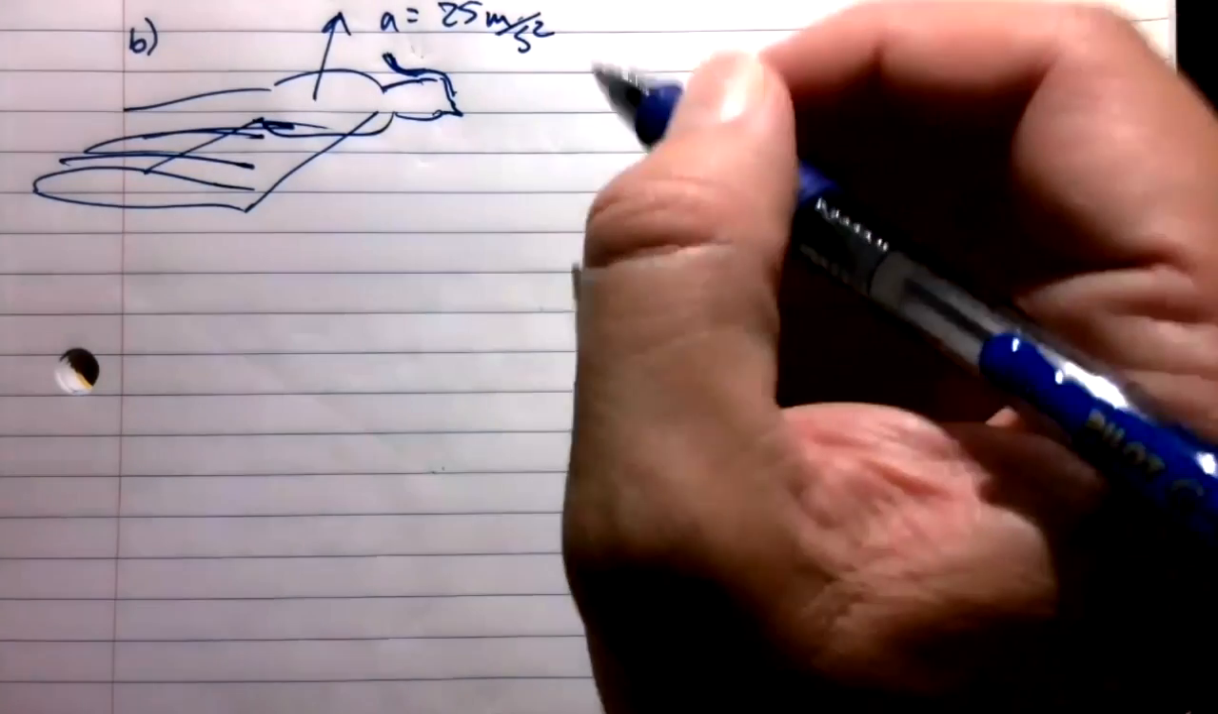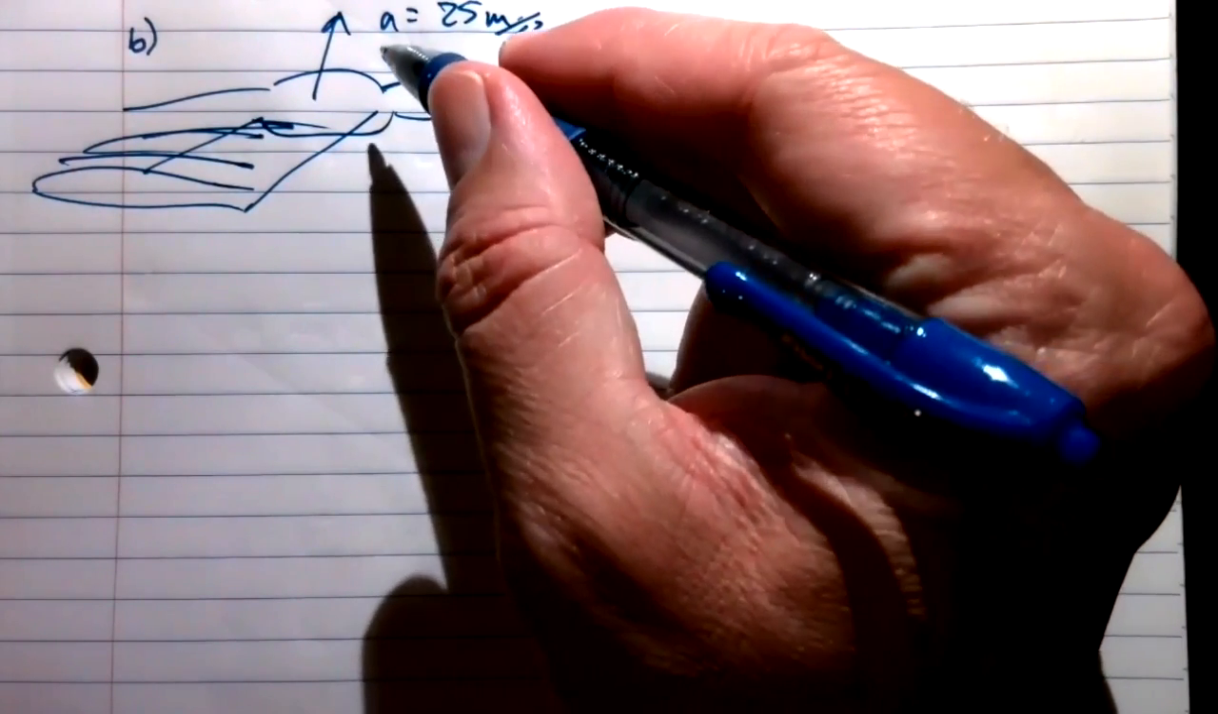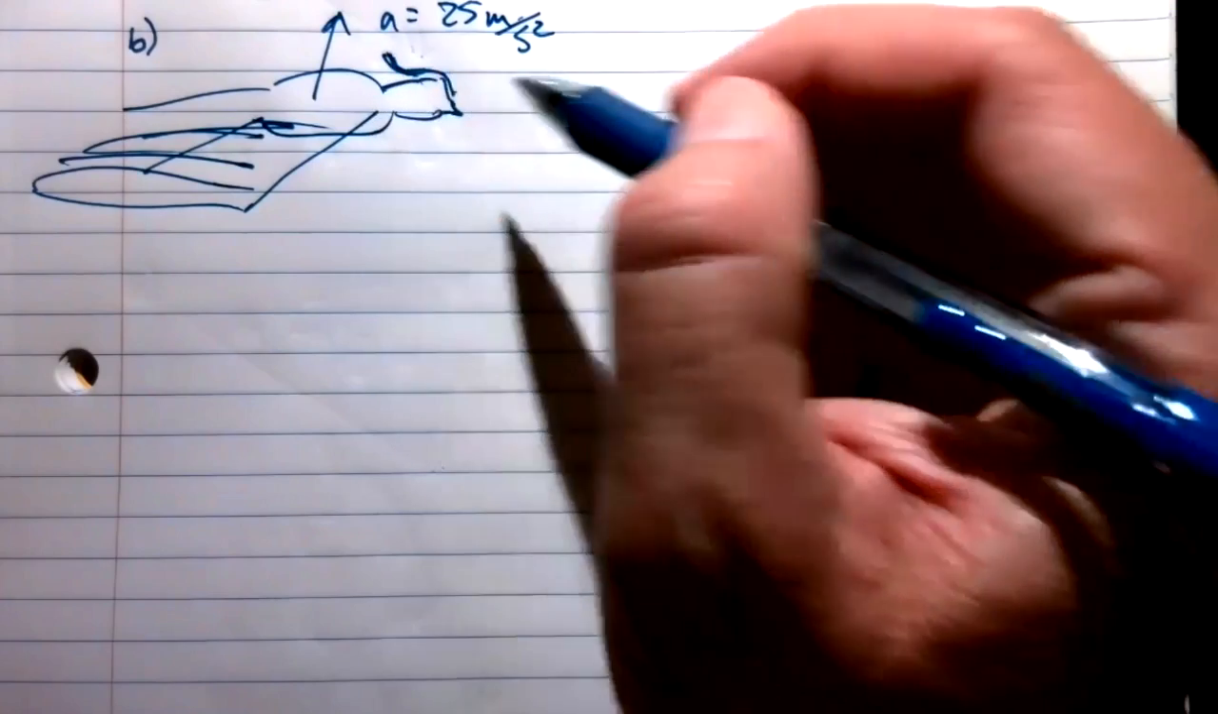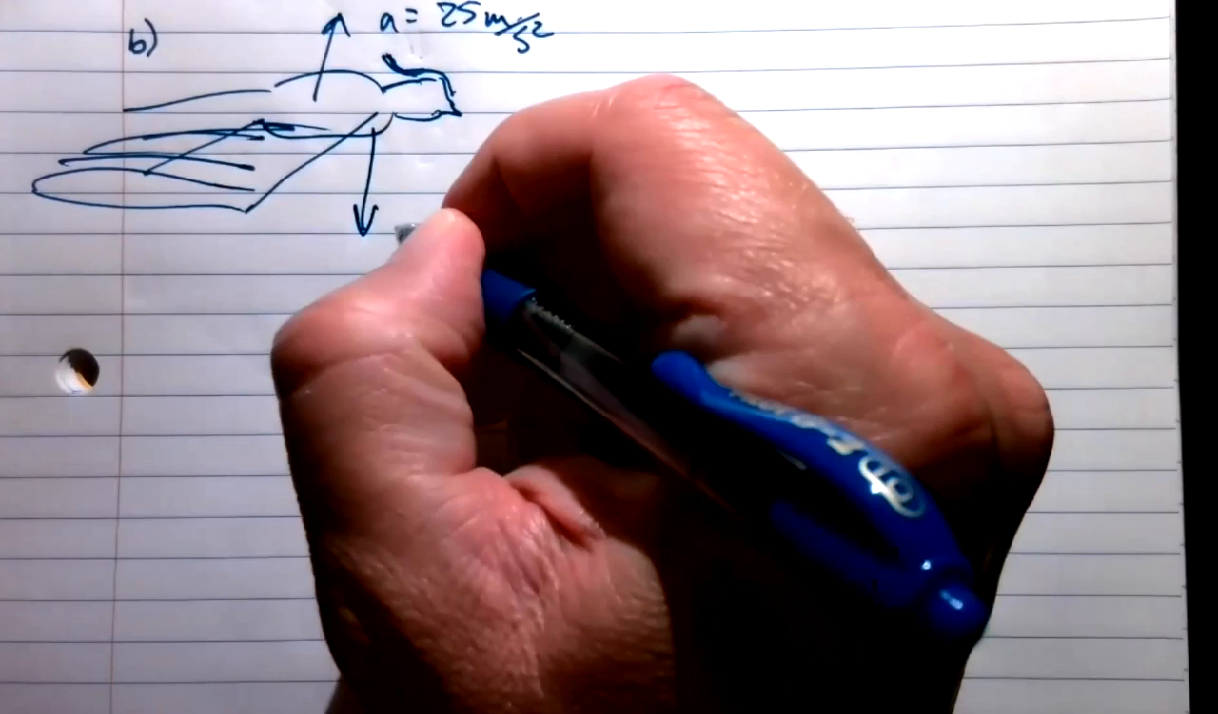But this is after gravity has acted on the bird. So, meaning this is the total force. But what are the forces that compose this? Well, the force of the wings going up, and then there's also the force of gravity. So we know that gravity always goes down.